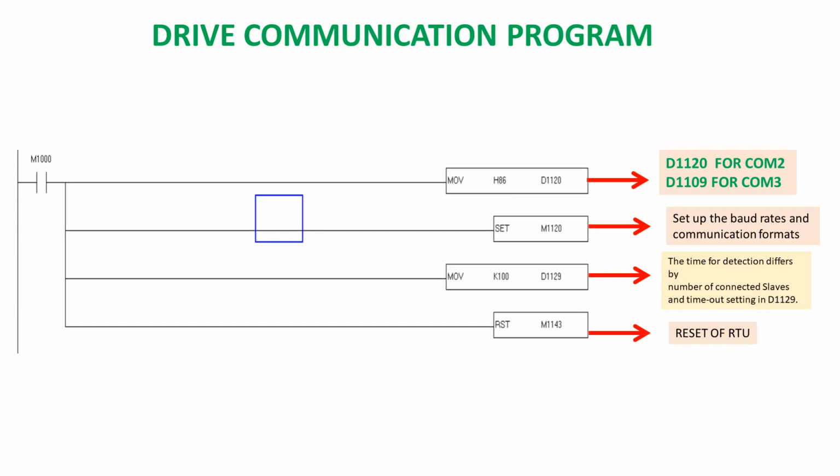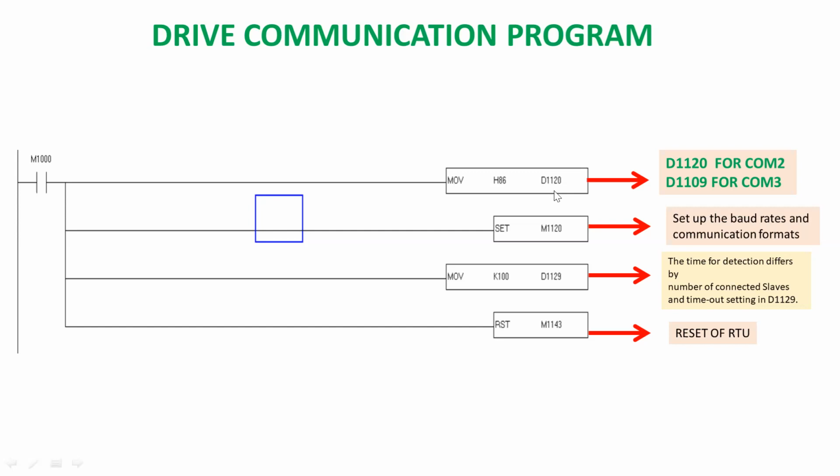Both should communicate, so the PLC also needs certain things, right? The drive is saying that this communication cable is coming to the PLC. The PLC is saying, okay, but I need to receive this on COM2 or COM3. We have connected to COM2 itself. The COM2 register is D1120. If you are connecting COM3, the register is D1109. Whatever communication we explain here is common for all Delta drive and PLC communication. We need to move the value H86 into D1120.